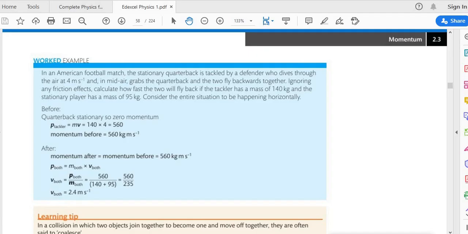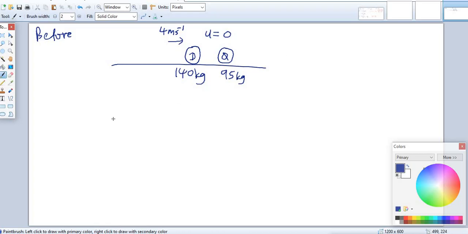Now it's easier. After they collide, they move together, so we can even draw that one. So it's an inelastic collision. After collision, let's say they move in this direction. They have to move that way because in the beginning the momentum is this way. The quarterback's momentum is 0, so the total momentum before is actually 140 times 4. That should be the same momentum here, so they have to be moving to the right.